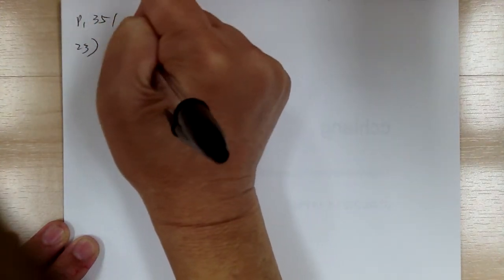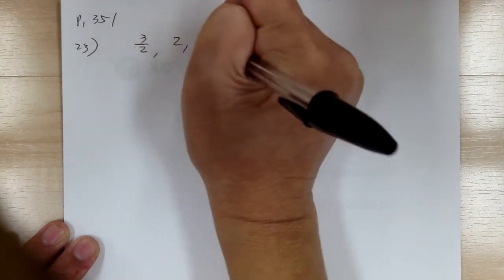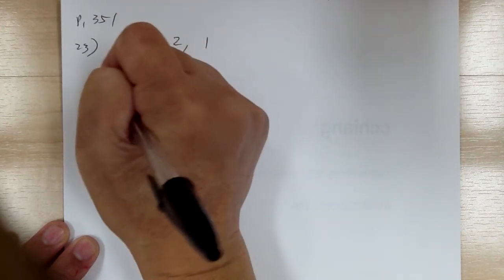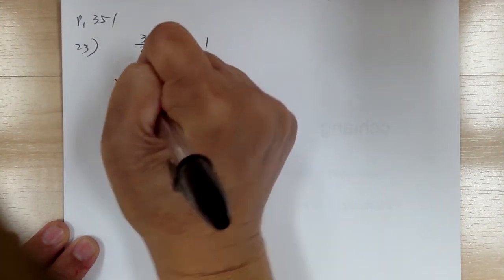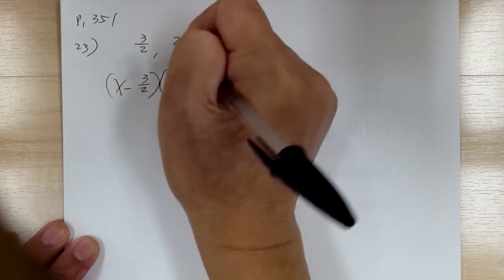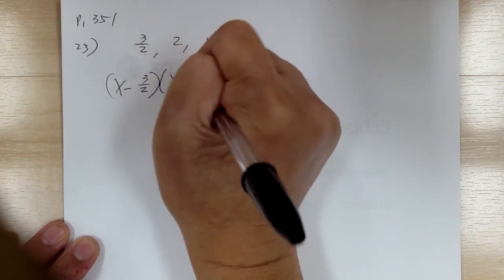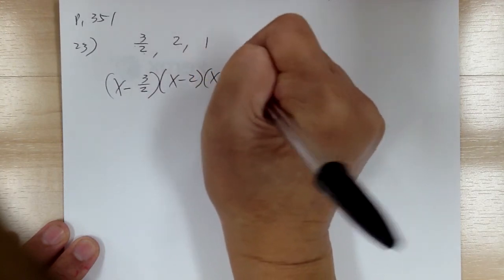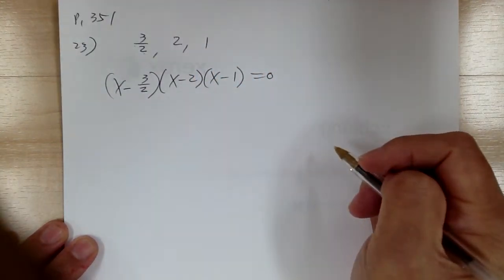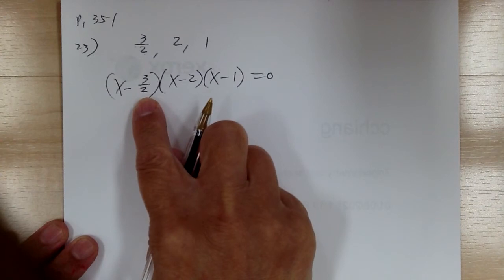You got 3 over 2, 2, and 1. So this one came from x minus 3 over 2. This one came from x minus 2. This one came from x minus 1 equal to 0. Now notice there's a 2, so it gets kind of messy.